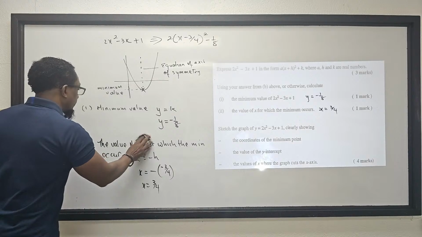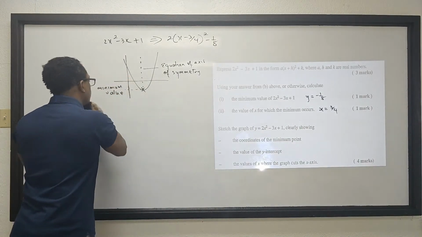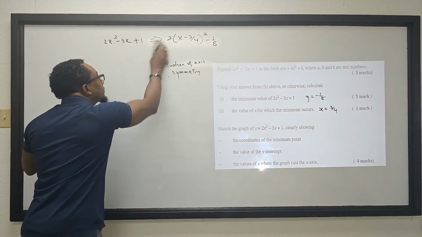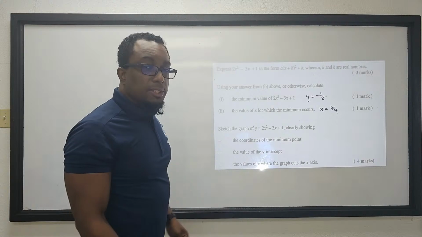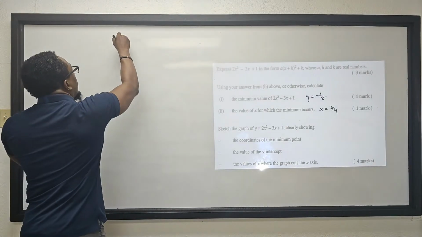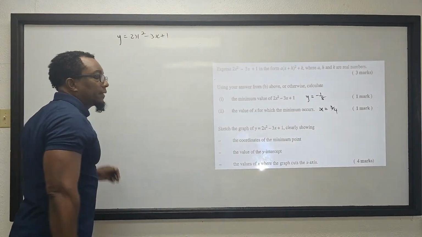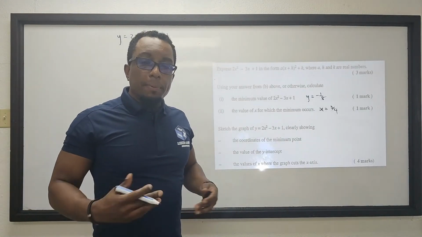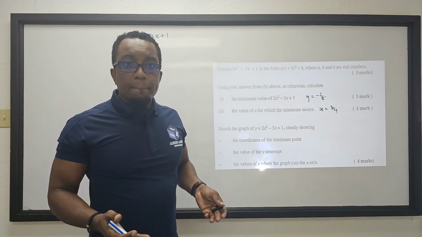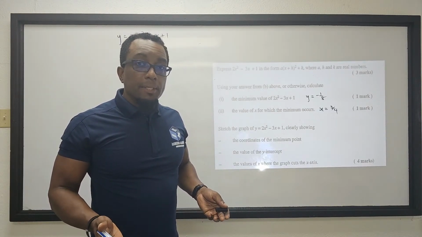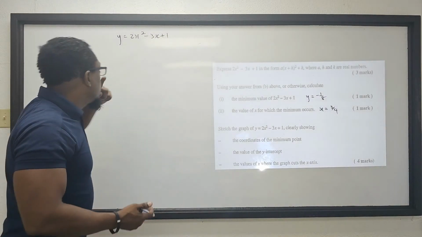They want us to sketch that function, y is equal to 2x squared minus 3x plus 1. And remember, when you're asked to sketch, you're not going to place it on graph paper. It's a simple sketch in your book or exam paper, showing valuable information. The information we want to see are coordinates of the minimum point, which we have.